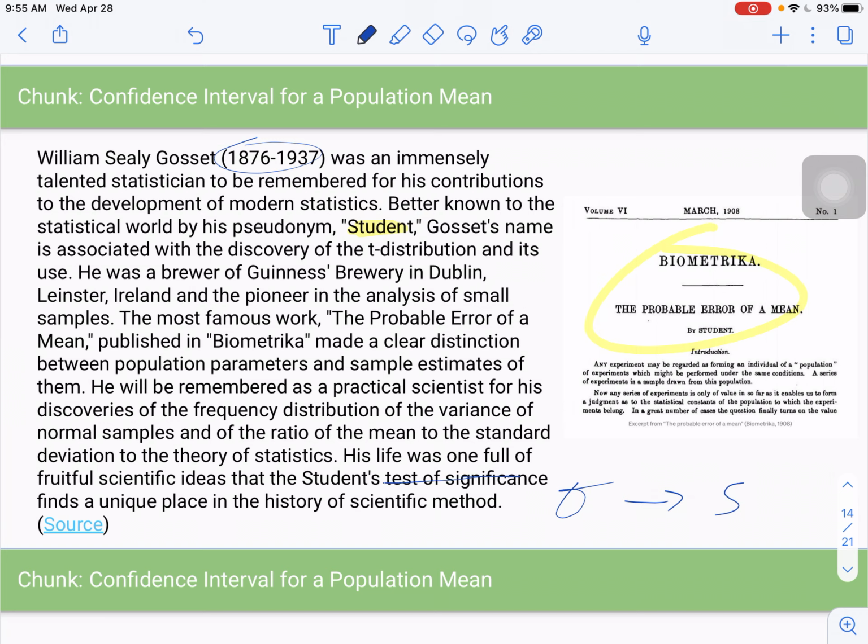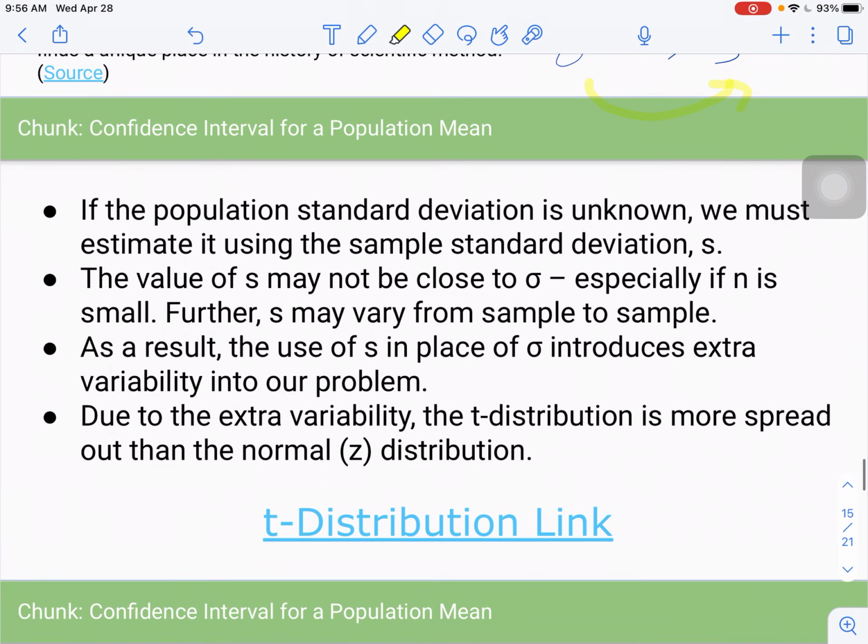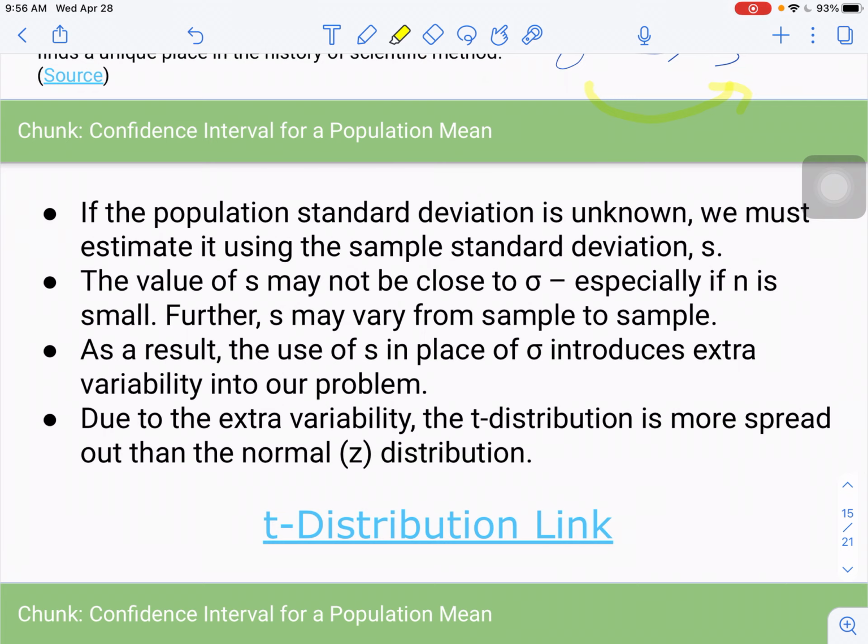We're going to eventually get to his test of significance. Today we're doing his confidence interval, but it all kind of comes from this. Well, how do we deal with this relationship between sigma and S? Okay, so I'm going to give you a little information about this T-distribution.